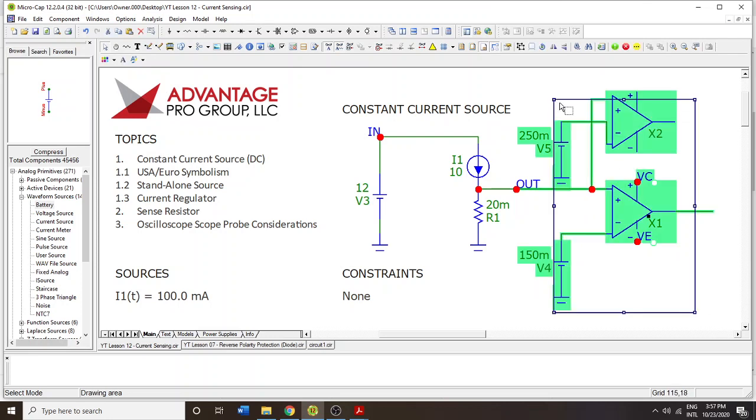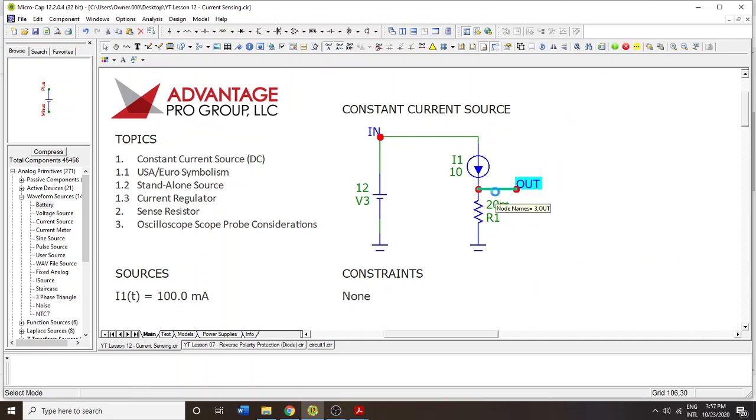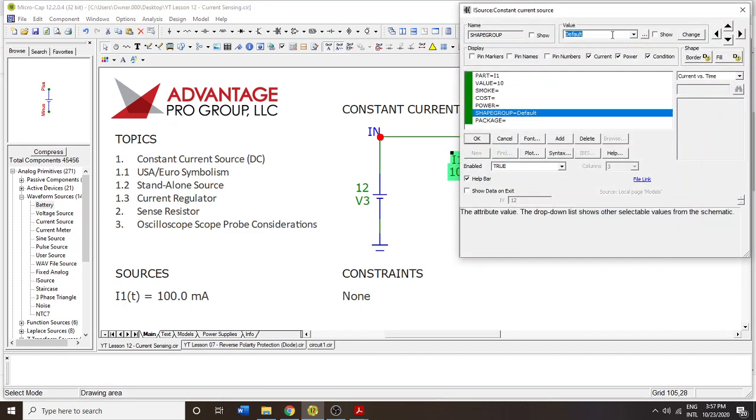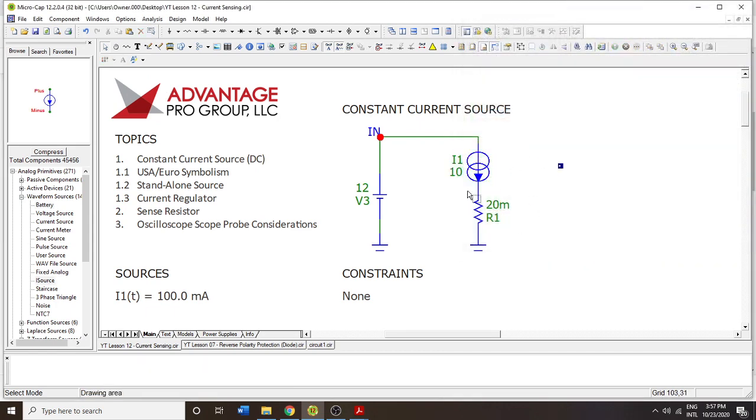So the last concept that we're going to talk about today is the symbolic representation. So right now we've been just using the shape groups of default. But if we change this to Euro, it's going to give us a European representation of that current source, which kind of looks like a Venn diagram with an arrow going through it. Sometimes in circuits you'll see it without the arrow, but that's what a constant current source is in the European convention system, is it looks like a Venn diagram.